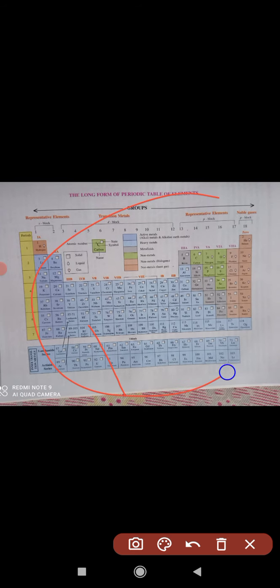Whatever you are seeing in front of you is called the modern periodic table. Here you can see this yellow color is periods, and 1 to 6, left to right, are all called periods. The seventh period is there, and there are 18 series. 18 series means up to 18 you can see above to below. They are the 18 series, that is the modern periodic table, so 18 groups.